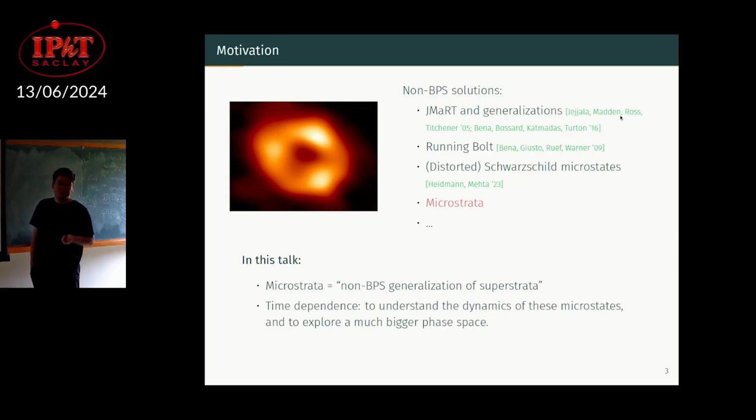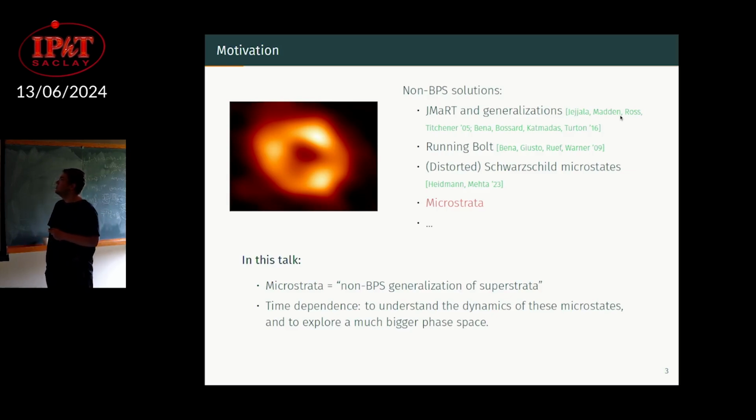For example, what we want to understand is the dynamics of black holes, of the microstate geometries, and the equivalent of the Hawking radiation. And this is not something we can do with supersymmetric solutions. So it's much harder to find and to build non-BPS solutions, but still there has been some progress that has been made over the years.